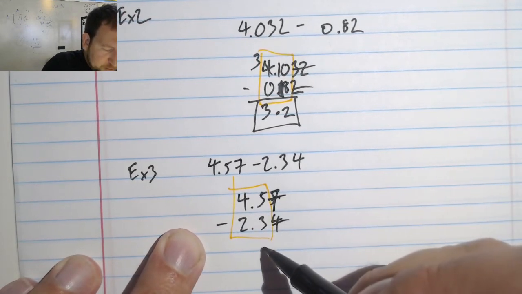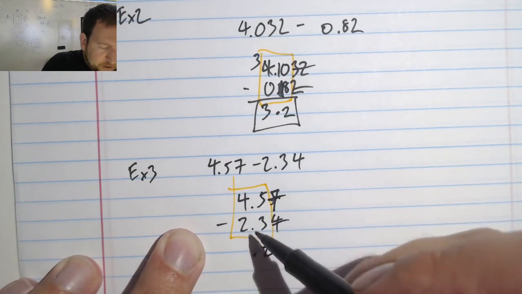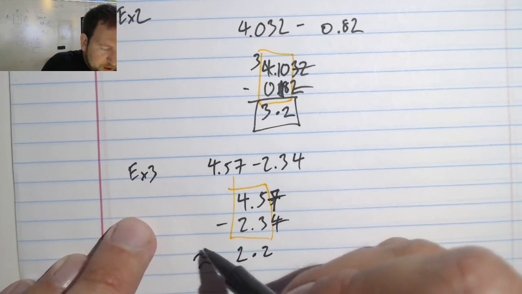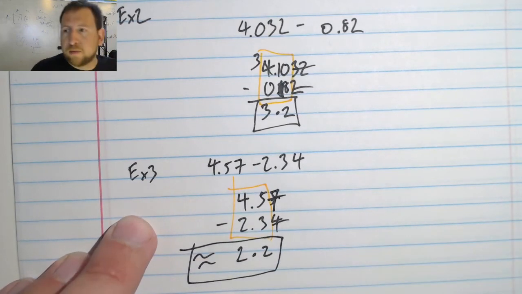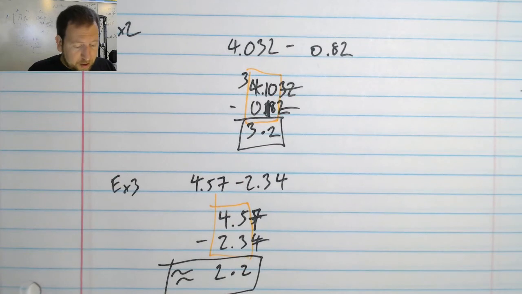5 minus 3 is 2. Put my decimal point in. 4 minus 2 is 2. I am approximately equal to 2.2. Not too bad. Go ahead and good luck.